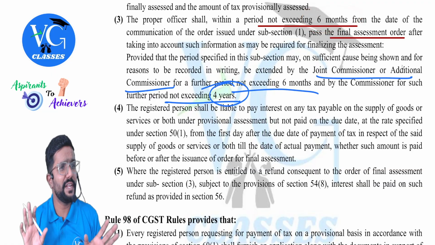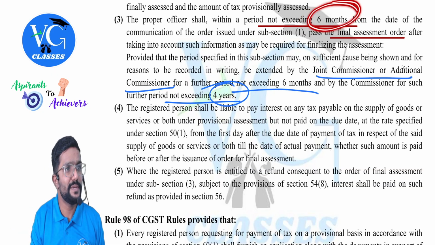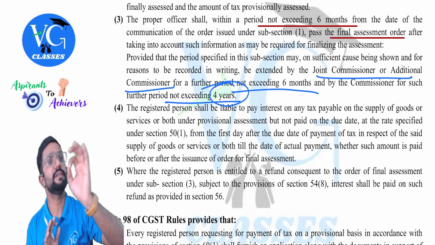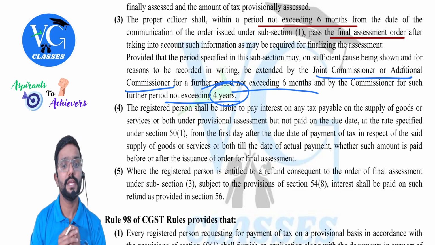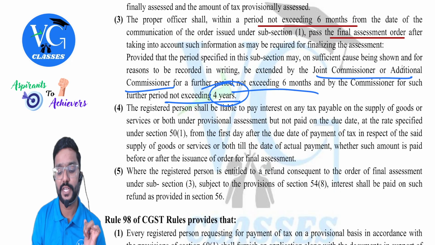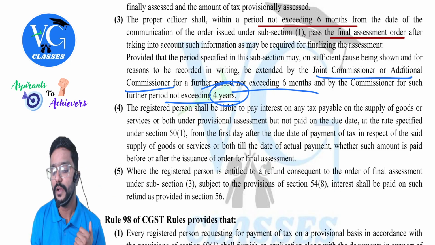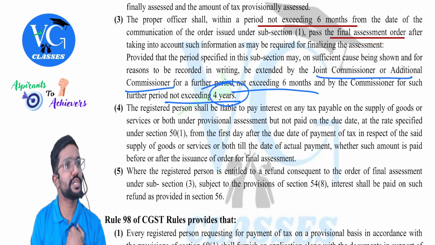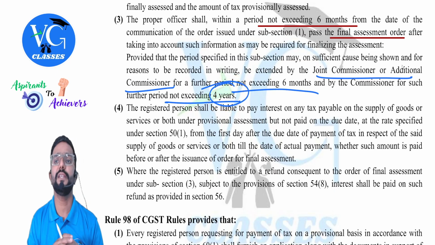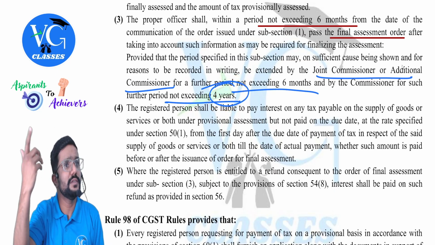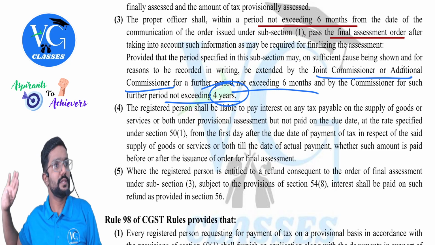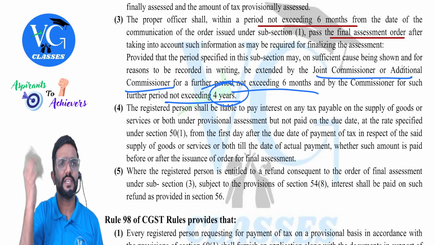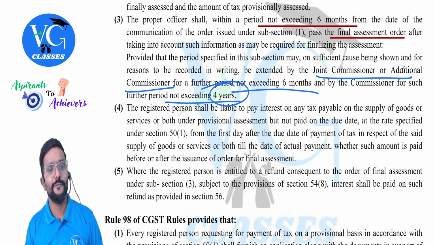Means if it is a complicated case and all, which cannot be completed in 6 months, will JC, AC or commissioner have a power to extend this time? Yes, guys. They have the power to extend it. But maximum extension by AC or JC is 6 months. Or by a commissioner, maximum extension is what? 4 years. Now assume commissioner is extending only by 1 year. Can he do it? Yes. Guys, maximum they told 4 years. That doesn't mean that always 4 years. Can it be 1 year, 2 years, 3 years? Yes, it can be.